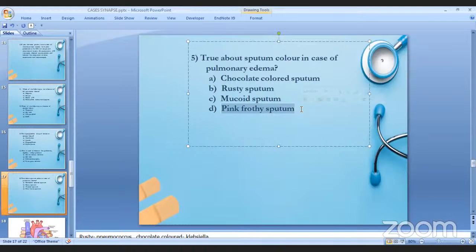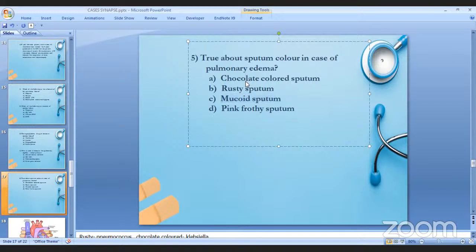When a person has pink frothy sputum, the person could be having pulmonary edema. Chocolate colored sputum is seen in Klebsiella infection. Rusty sputum is seen in pneumococcus. And mucoid sputum has a wide variety of conditions that could cause it, such as chronic bronchitis, and it can also occur in asthma. So there are many other things that could cause mucoid sputum.